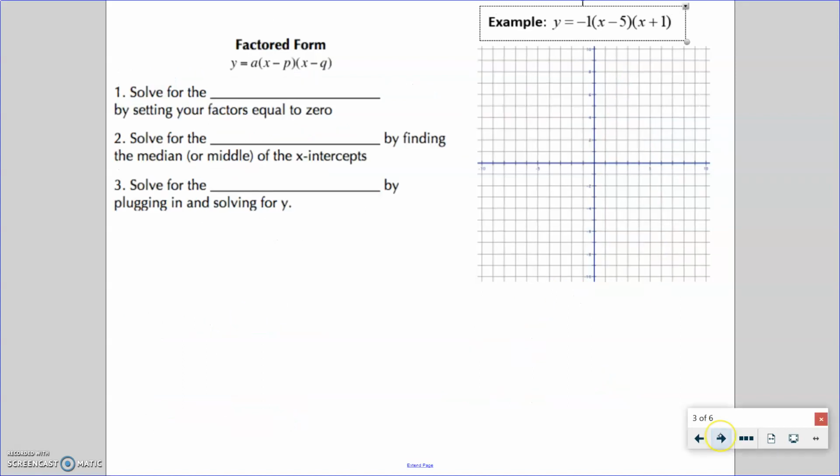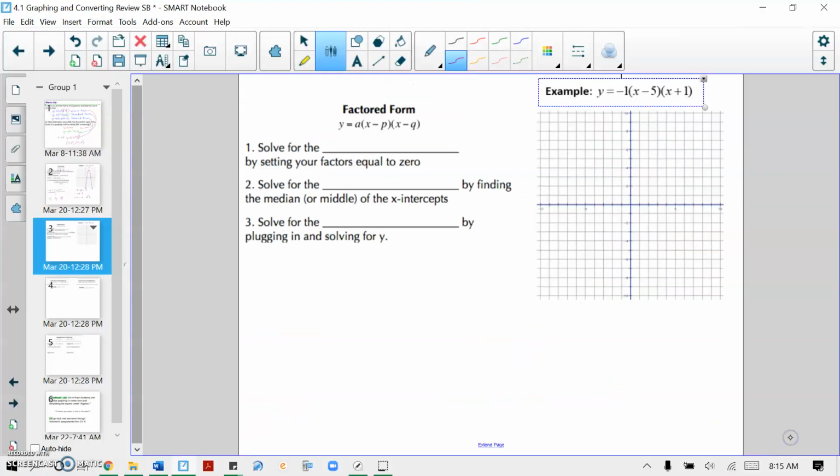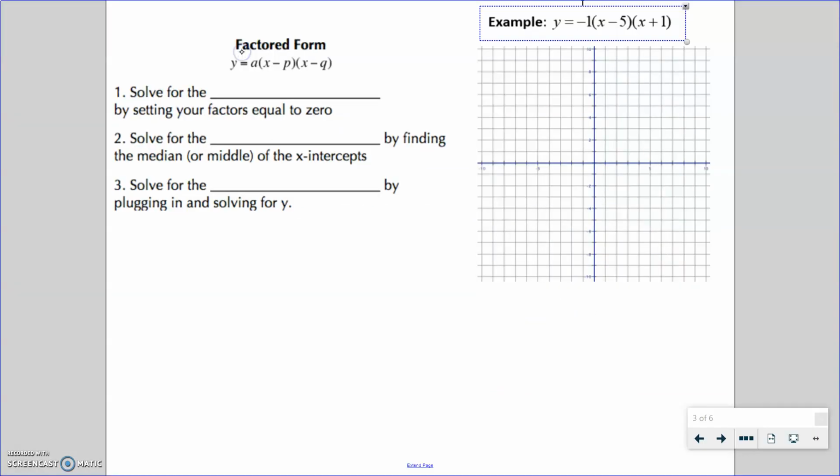All right, let's review factored form. So factored form was similar, but remember it gives us different pieces of information. So solve for the x-intercepts by setting your factors equal to 0. Then solve for the x-coordinate of the vertex. Again, sorry for my handwriting. I know it's not as nice. And then solve for the y-coordinate of the vertex, by plugging it in.